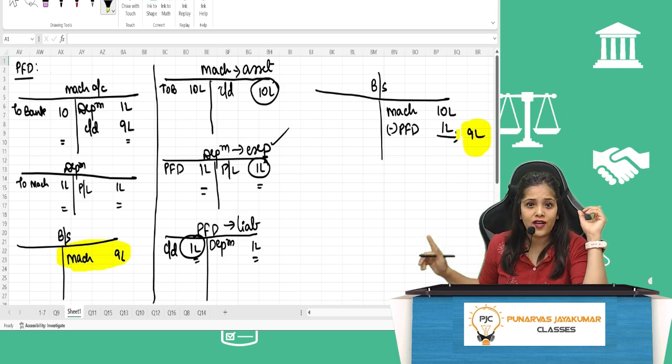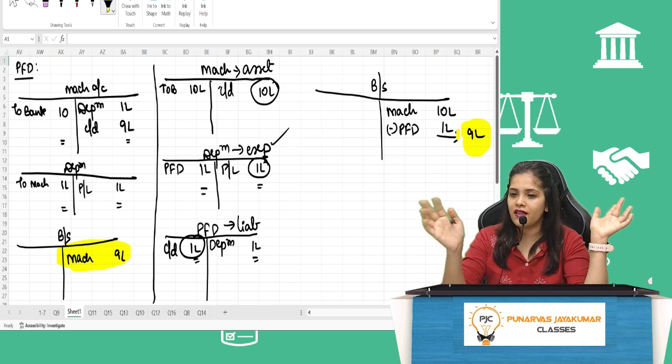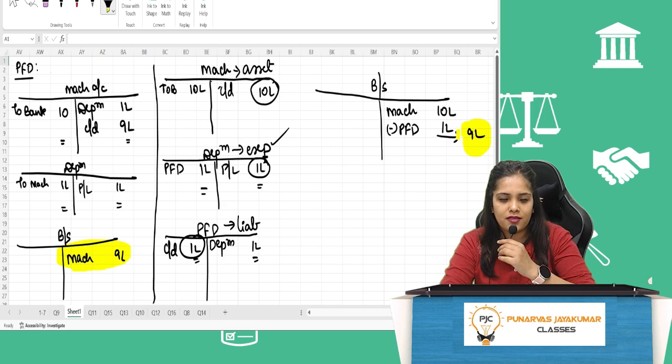Now, I have explained you the entire concept of PFD. Now you should be able to answer. Ab dhyan de, come back to the question. Come back to the question. Can you see plant and machinery is appearing in the balance sheet?